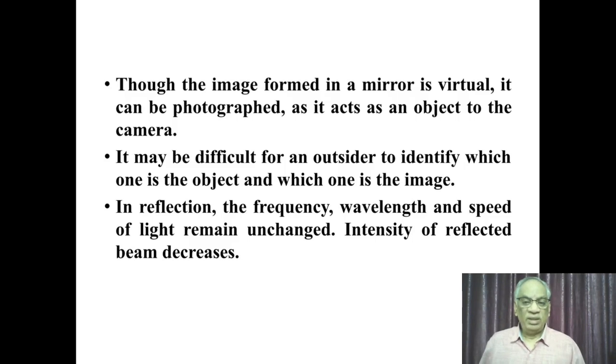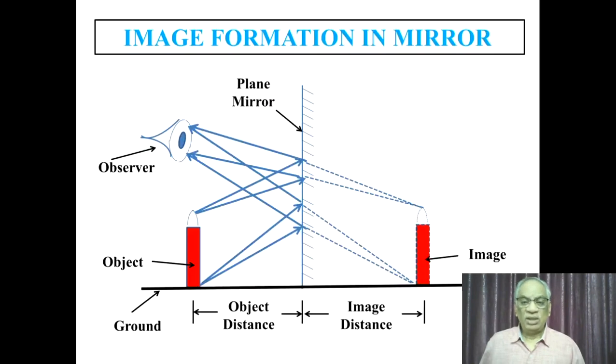One more important thing: as we know, light has a certain frequency and wavelength, and it travels with a certain speed. In reflection, the frequency, wavelength, and speed of light do not change; they remain the same. The only thing is, the intensity of the reflected beam decreases because of partial absorption of the light energy in the medium. So once we understand some facts about reflection, let us see how images are formed in a mirror.